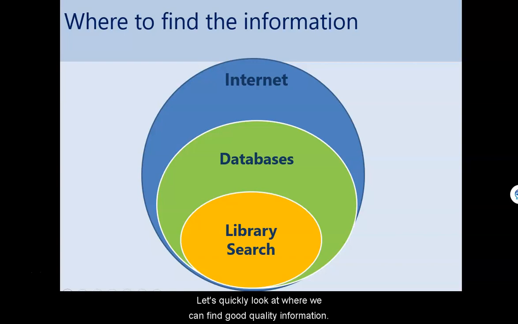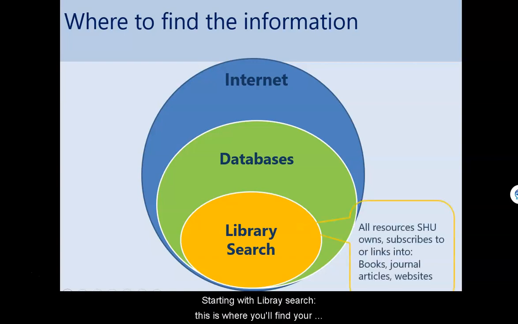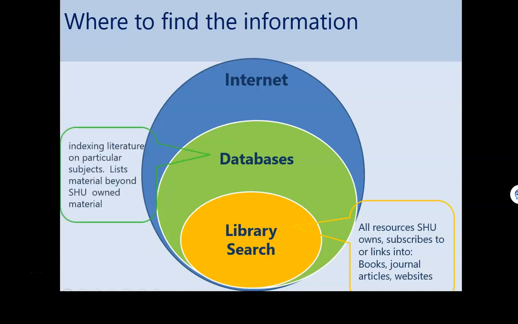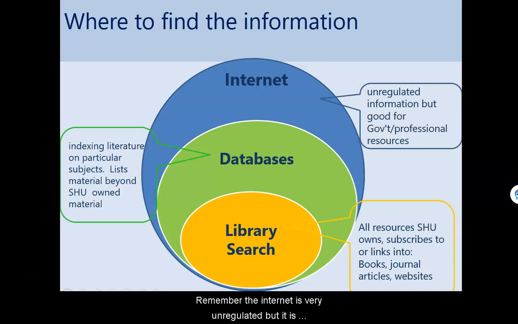Let's quickly look at where we can find good quality information. Starting with library search, this is where you'll find your books and some journal articles that the library search indexes from the databases, but it doesn't cover every single item that we have available via the library catalogue. The databases are where you need to focus your attention to find good quality evidence to support your academic work, and we are going to look at the skills that were needed to be able to do this within this video. And in the internet, remember, the internet is very unregulated, but it is okay to use to find things like government and professional resources, but definitely not your academic work.